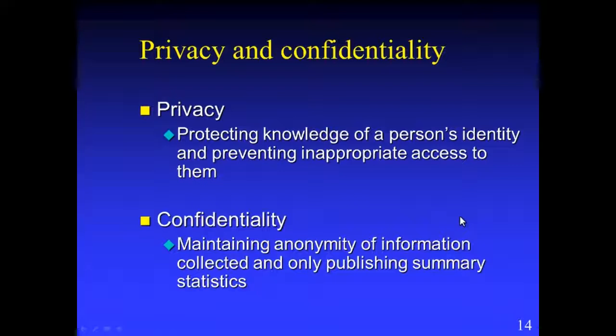Confidentiality, on the other hand, is all about maintaining the anonymity of the information collected, and making sure that there's no way, in terms of the data collected, that any individual person can be identified. And so, of course, when we publish our results, we only publish summary statistics, and if there is something that is specific to a particular person that we need to actually publish in our results, we need to really make sure that that person or persons are not identified in any way. So that's privacy and confidentiality, commonly mixed up with each other, but that's the distinction.